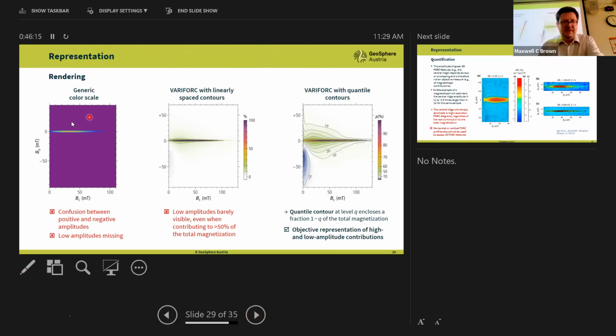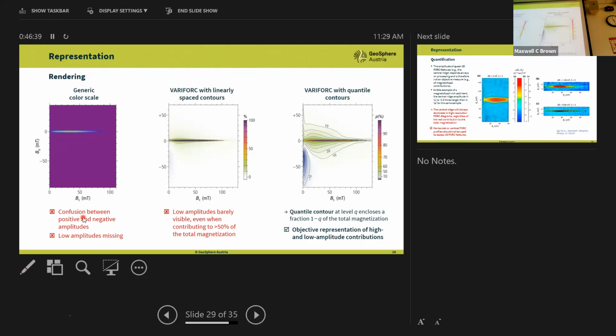So the left plot is just a typical color scale you can find in MATLAB or Mathematica. And you see here that in this specific case, you see only one feature, the central ridge. This is a lake sediment with marine deposits and nothing else. So the problem here is 2 problems. First of all, there is confusion between positive and negative contribution.